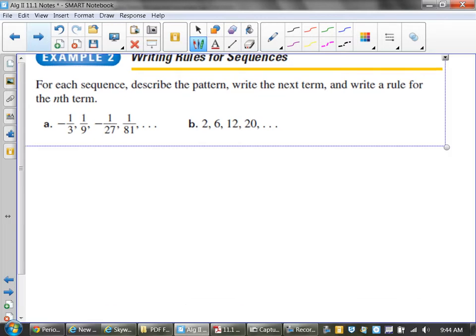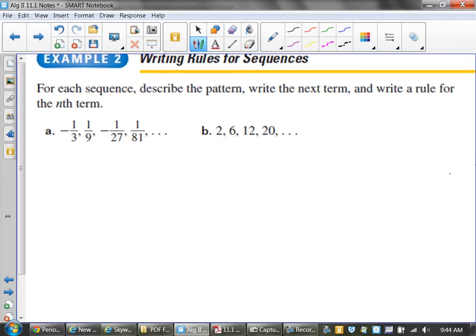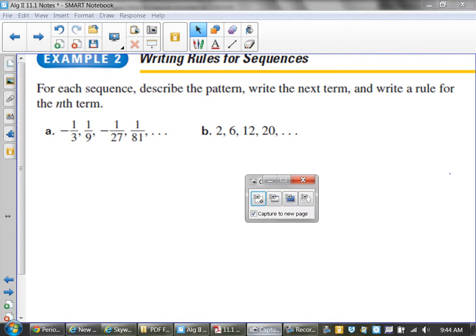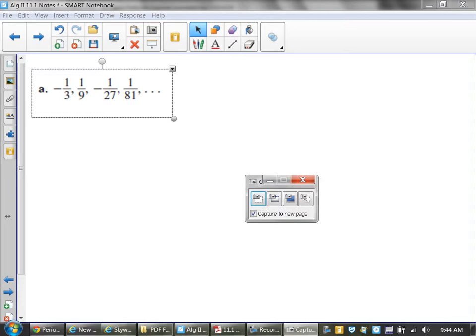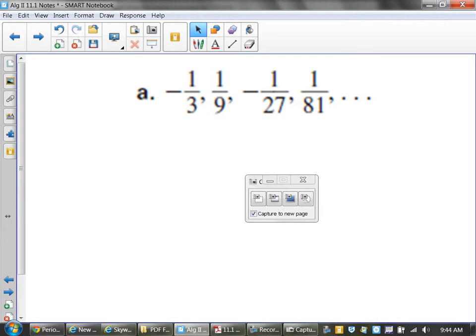Writing rules. This is where things get interesting, trying to decide what your rules will be. Let's look at the first one. Let's move it on its own sheet. We're going to write a rule for the nth term. The nth term is your general rule, that a sub n. How do you get to that one? So when you start with something like this, we have your first term, second term, third term, fourth term.